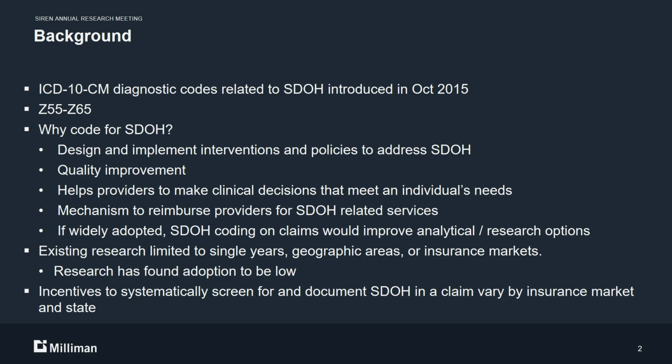The North Carolina Healthy Opportunities pilot has been looking to do that at a state level. We also have a lot of CMMI demonstrations, such as accountable health communities that targeted screening for Medicare and Medicaid patients. Until recently, Medicare Advantage had the value-based insurance design program that will be sunsetting this year, but plans were incentivized to include health-related social needs benefits.